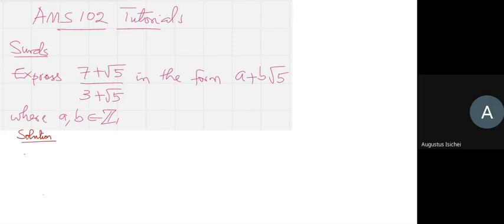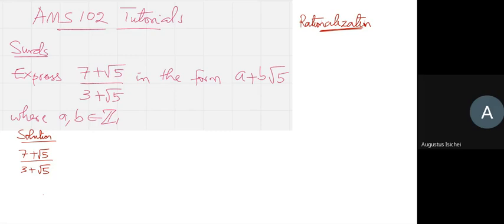Okay, so we have 7 plus root 5 over 3 plus root 5. Before I go further, I want to also mention another concept. It is called rationalization. I believe you must have heard this term for those of you that have gone through the class, right? To rationalize simply means to make an irrational surd become a rational surd.